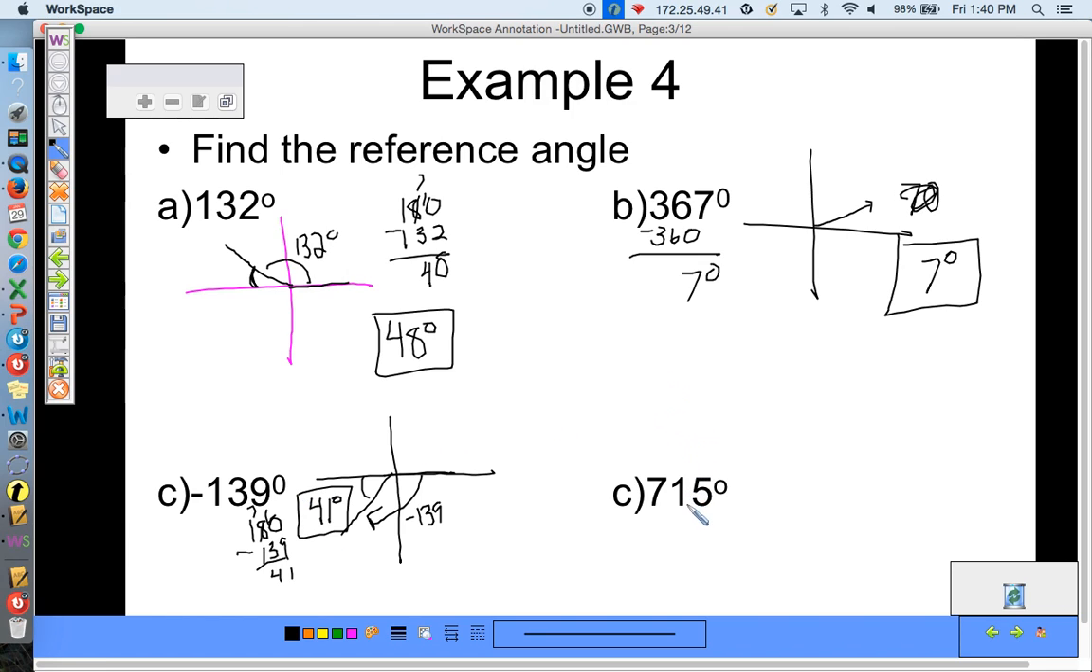And then 715. Well, I'm going to subtract 360 again. So we have 355, so 355 would be in this quadrant. So if this is 355 and here's 360, our reference angle would be 5 degrees.